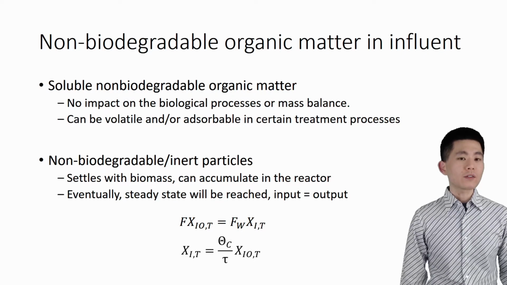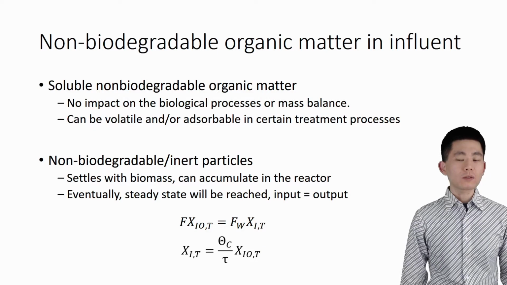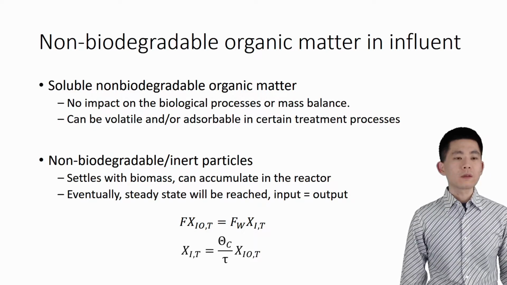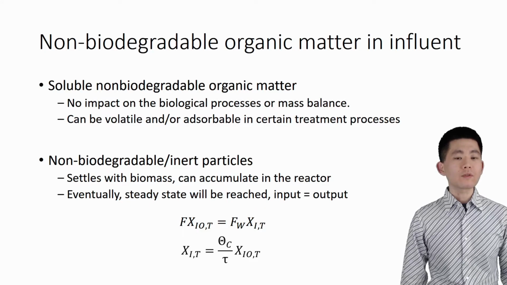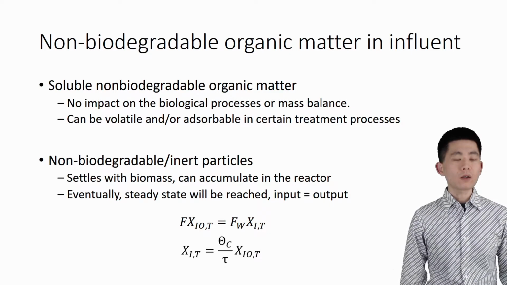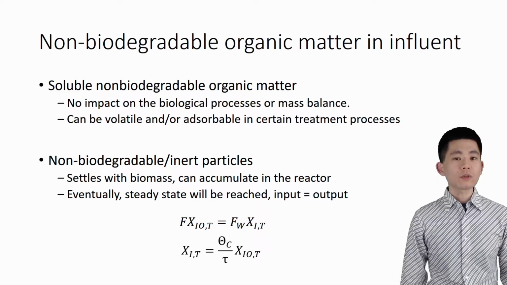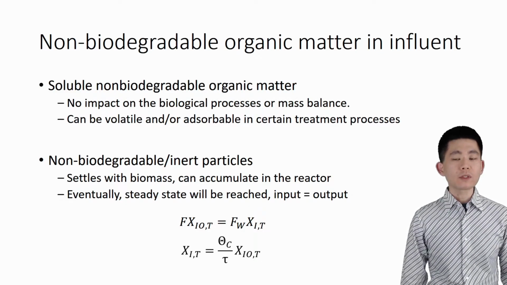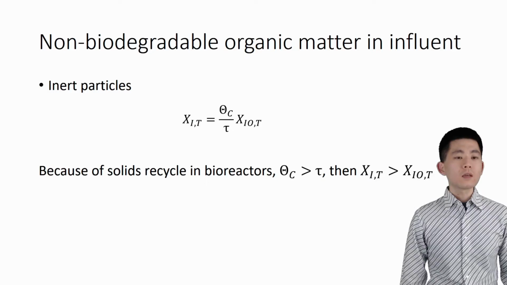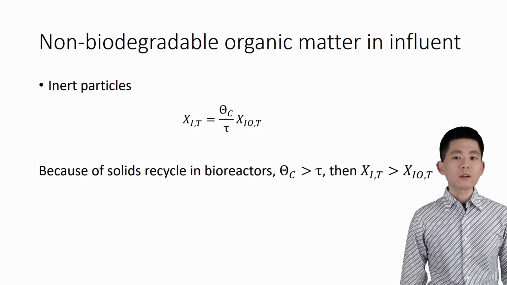First, we can find the steady-state concentration of the inert particles from this mass balance. Influent solid mass equals the effluent solid mass. Because F over Fw equals SRT over HRT, the inert particle concentration in the reactor equals the inert particle concentration in the influent times the SRT divided by HRT. Because the solids are recycled, SRT is larger than HRT. Therefore, the inert solid concentration in the reactor is larger than that in the influent.